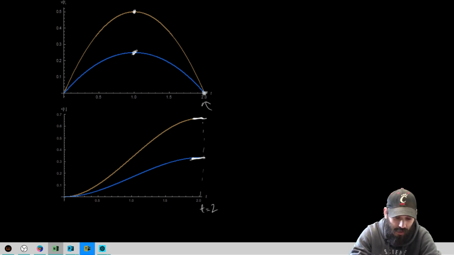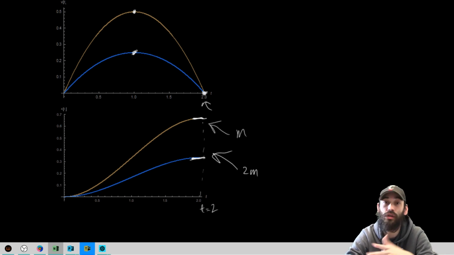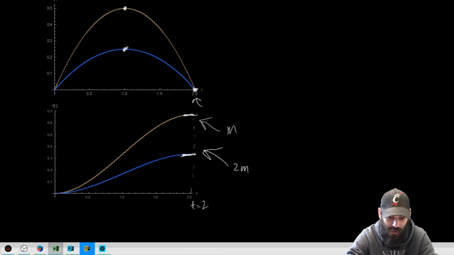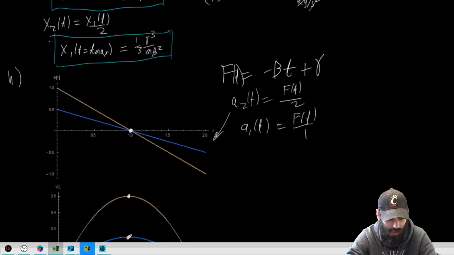And remind you again that this orange or yellow line is the mass m. This is the mass 2m, okay? So the mass 2m isn't going to go as far as the mass m. But the thing that's interesting about this is that it takes the same amount of time for these to reach their maximum distance, okay? So that was the interesting takeaway from this.